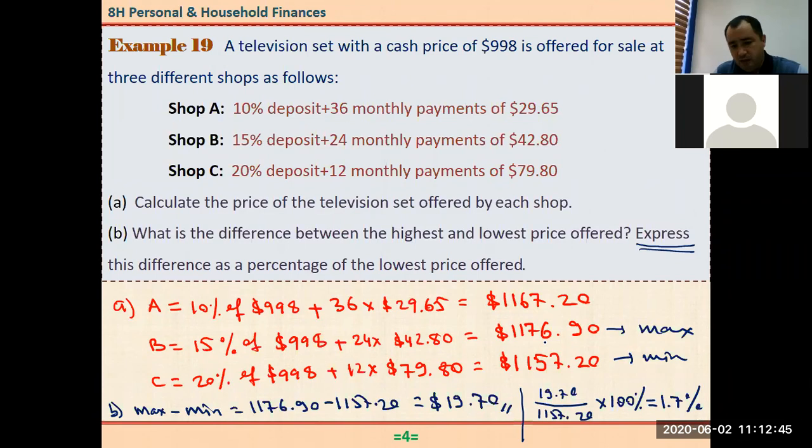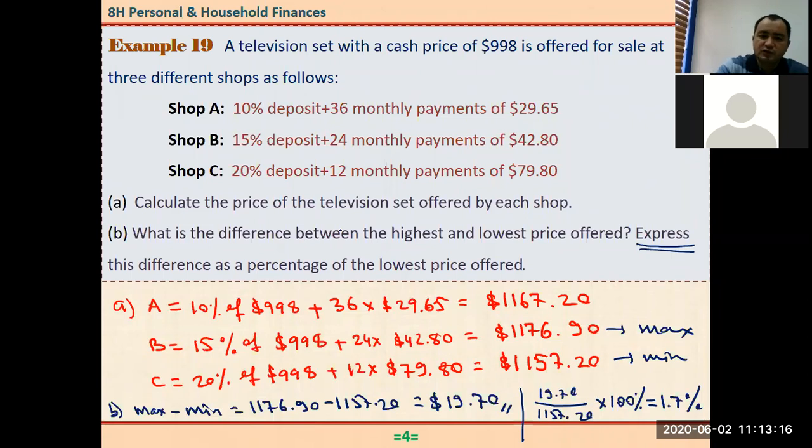Guys, when you have a quiz, you may wonder what kind of questions I will ask. For example, I ask this question: calculate the price of the television set offered by each shop. I may just ask only one: calculate the price of the television set offered by shop B. Here I can just draw 3 or 4 different questions, but still you need to have some idea about how we are calculating this stuff.